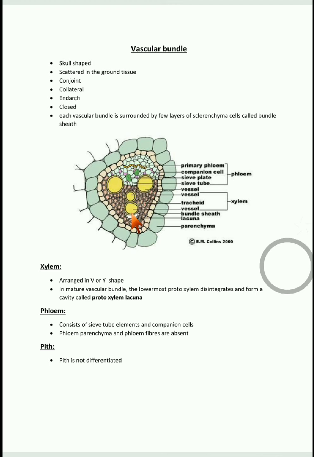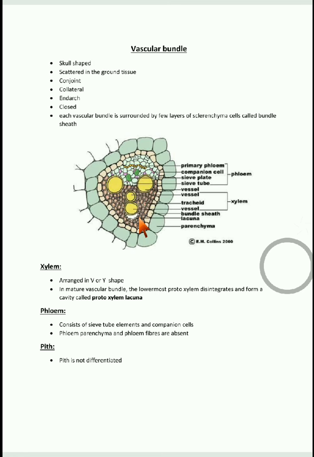In a mature vascular bundle, the lowermost protoxylem disintegrates and forms a protoxylem lacuna. Remember this word, protoxylem lacuna, which you have to learn for your 1 mark. In a mature vascular bundle alone, the protoxylem has stopped its function. They are stretched and torn, and this forms a cavity-like structure, which is called the protoxylem lacuna. There is no function for that.